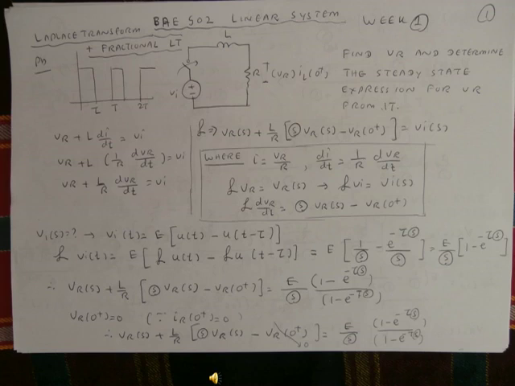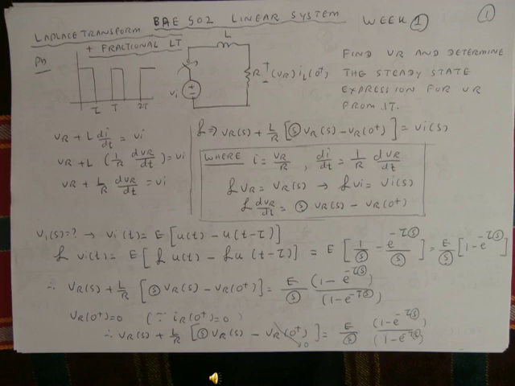Firstly, we have to write down the equation. This circuit includes a supply source, a resistance, and an inductance. So the voltage drop across the resistance and the inductance can be written as VR plus L di/dt equal to VI. Therefore VR plus L multiplied by 1/R dVR/dt is equal to VI. So this is the equation.